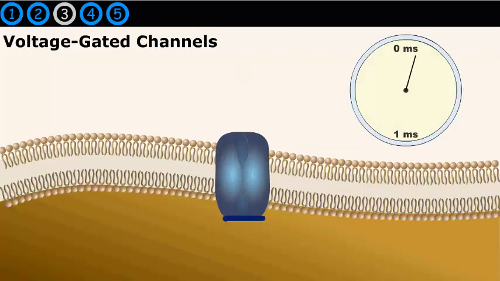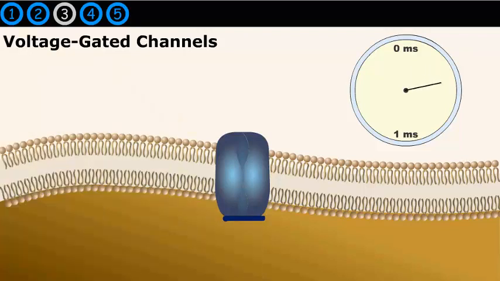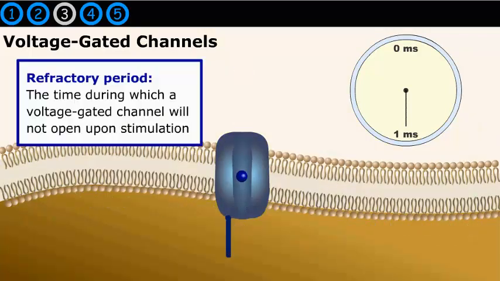After voltage-gated channels open and close, there is a time period, lasting about 1 millisecond, when they will not open no matter how strong a stimulus is. This period is called the refractory period. This assures that the action potential travels in only one direction, away from the cell body where it originated.